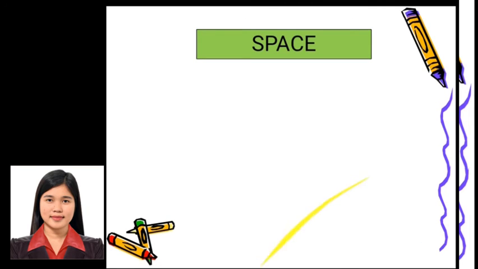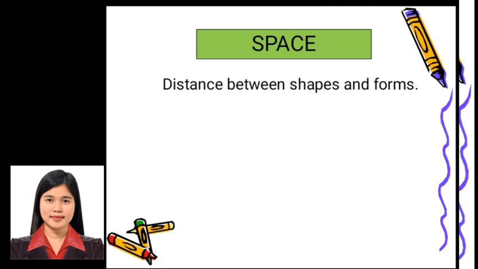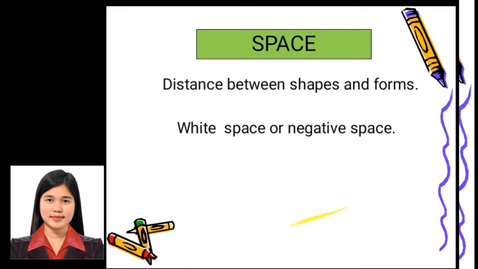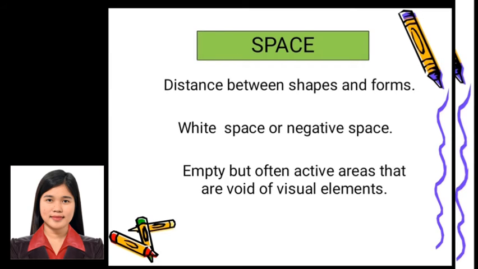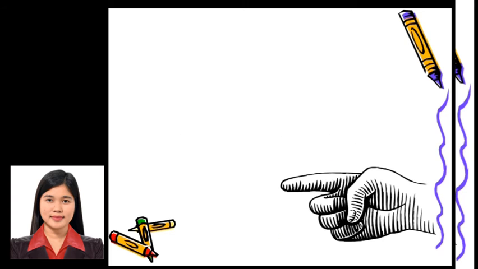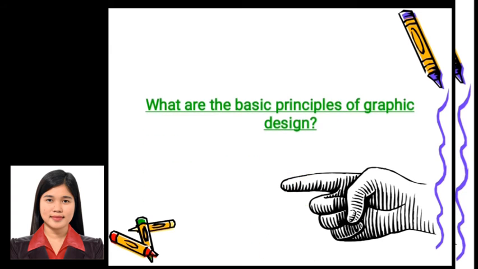So, space refers to the distance between shapes and forms, but it is best understood in design as white space or negative space, used to refer to the empty but often active areas that are void of visual elements. So those are the elements of a graphic design. Now, let's proceed to the basic principles of graphic design.